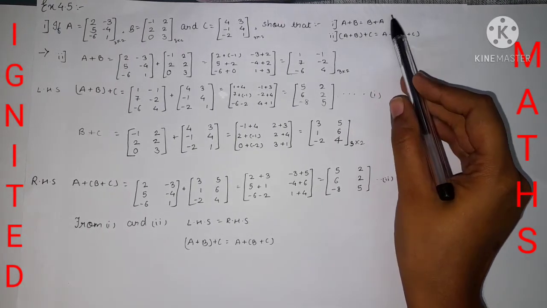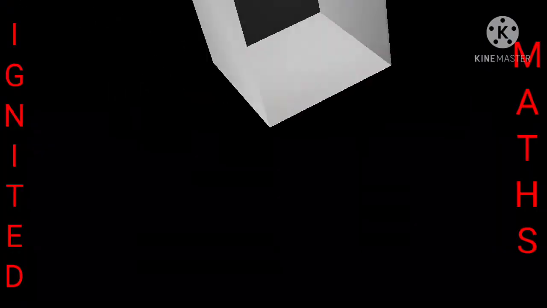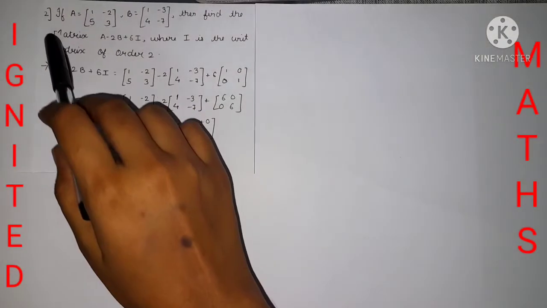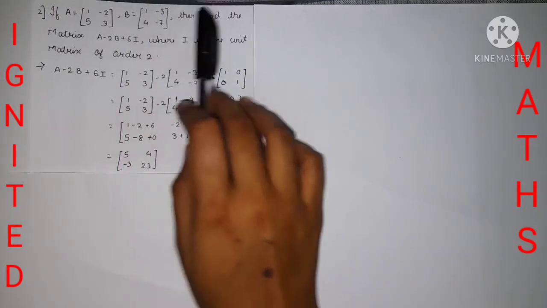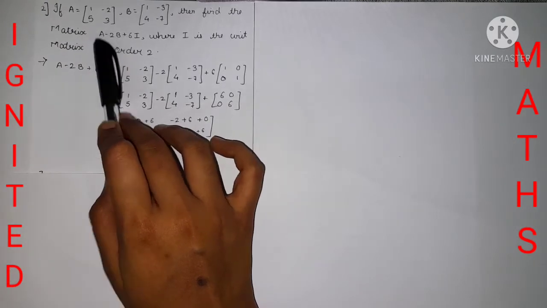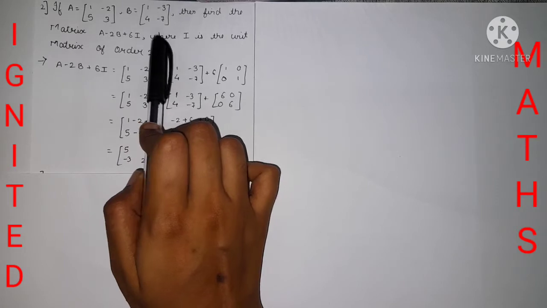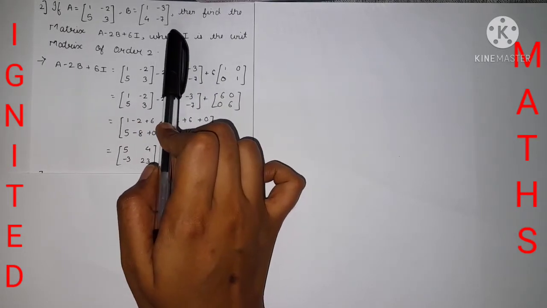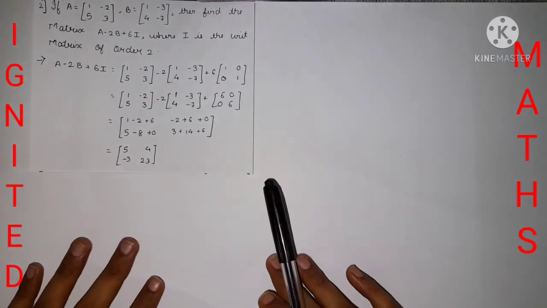This is the commutative property. The first one is based on commutative and the second one is based on associative. Second question of exercise 4.5: they have given the matrices A and B, and we need to find the matrix of the given equation, A minus 2B plus 6I, where I is a unit matrix of order 2. I is nothing but the identity matrix.